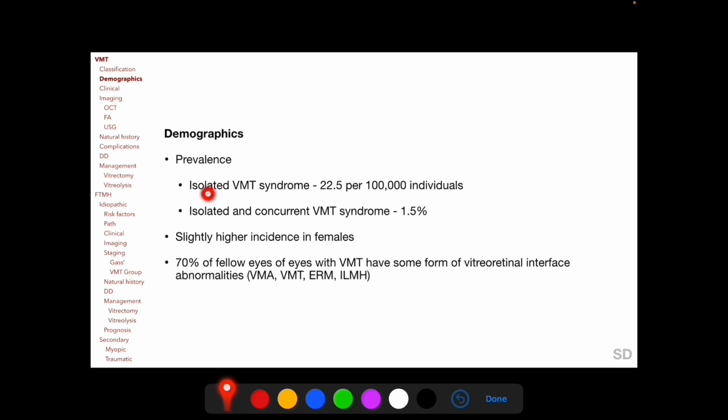Prevalence of isolated VMT syndrome is 22.5 per 100,000 individuals, and when both isolated and concurrent VMT syndrome are considered together, the prevalence is around 1.5%, and 70% of fellow eyes of eyes with VMT are found to have some form of vitreoretinal interface abnormality.